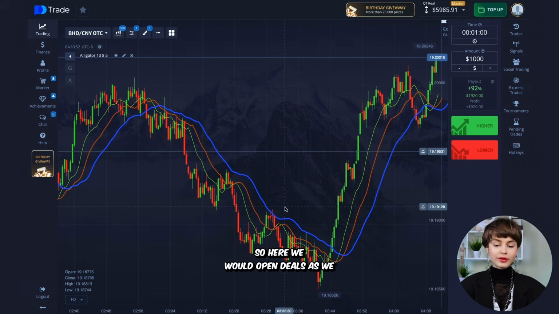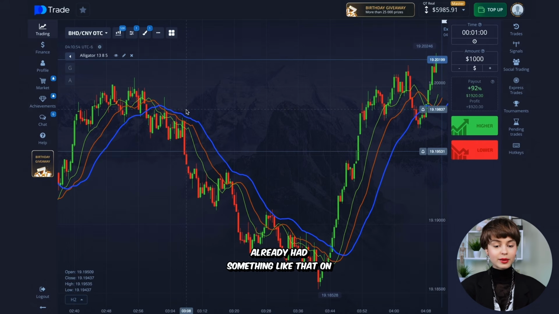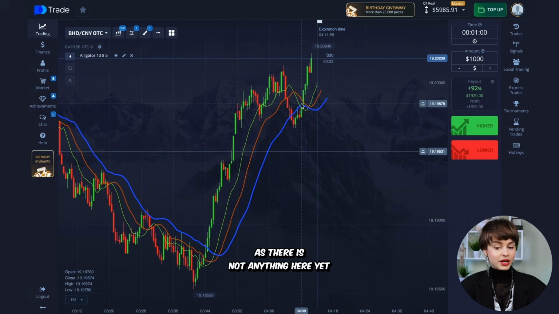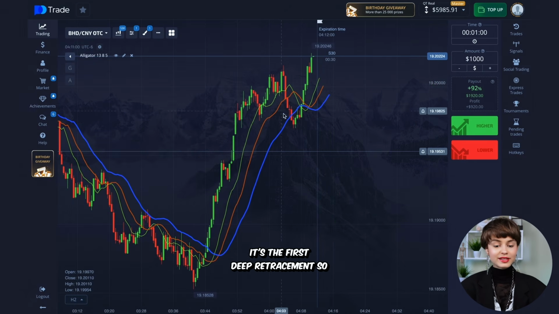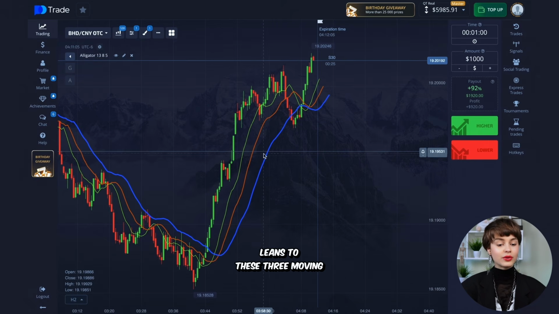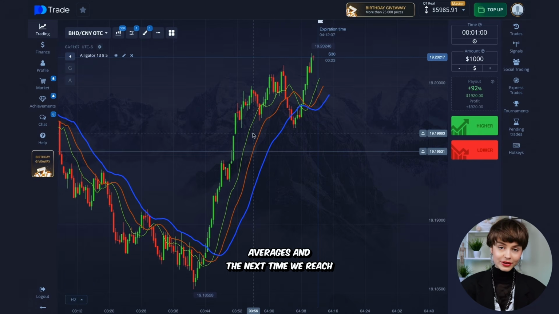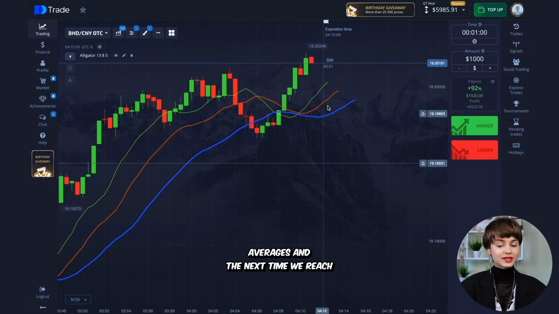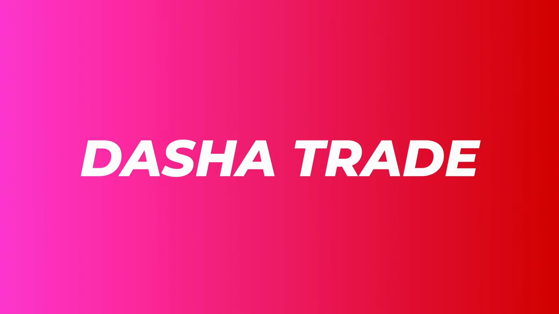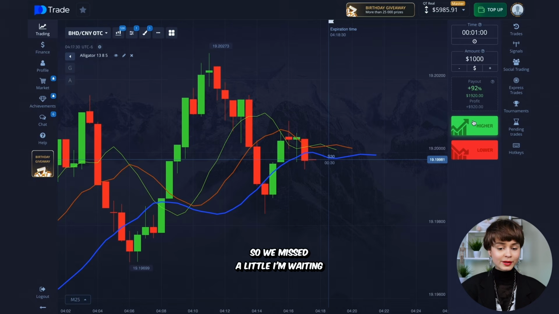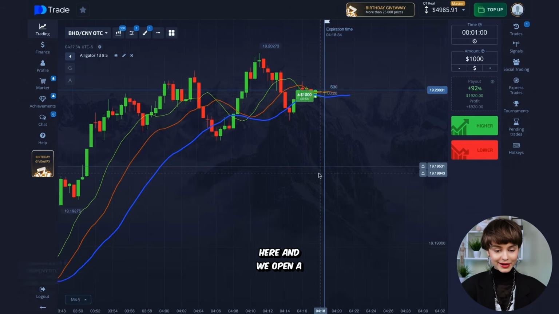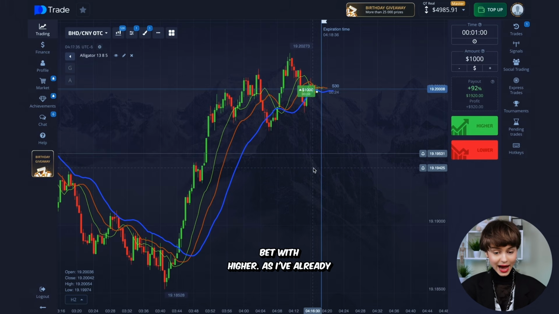So here we would open deals as we already had something like that in the falling trend. As there is no such thing here yet, it's the first deep retracement, so now we made sure the chart leans to these 3 moving averages. And the next time we reach it, we can open deals from these lines. So we missed a little. I'm waiting for this candle to be fully formed here and we open a bet with higher.